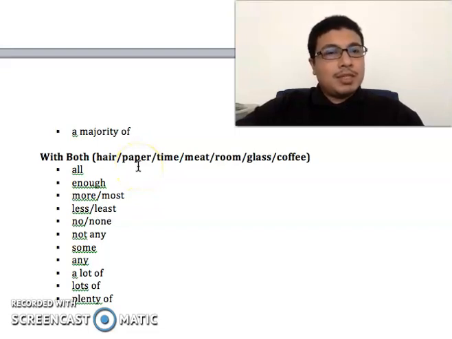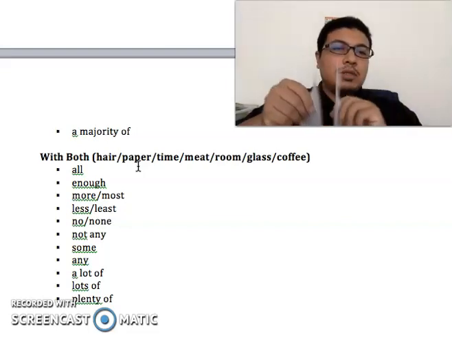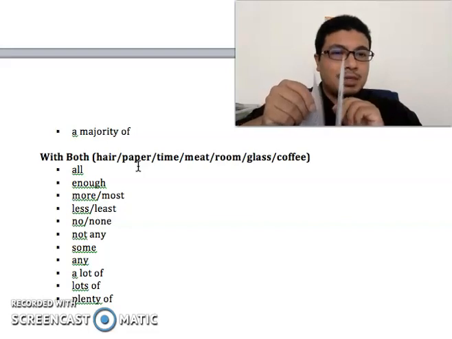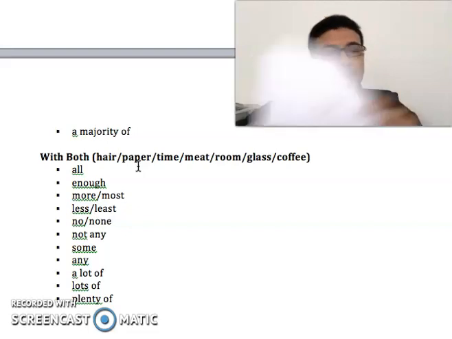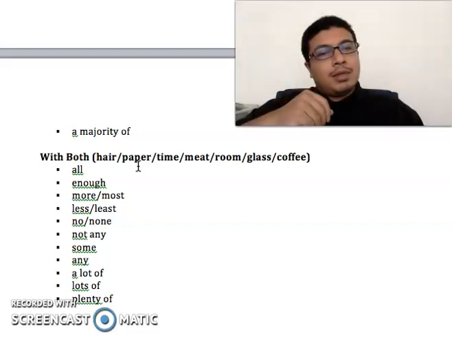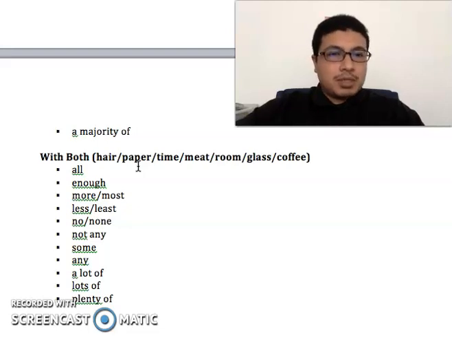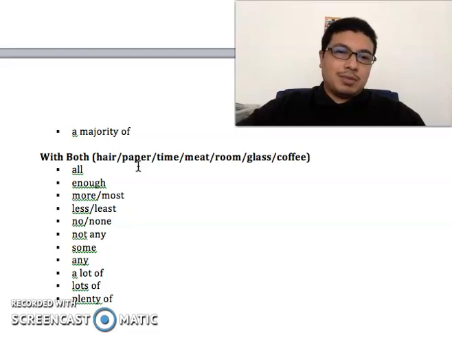Paper. Can you give me some paper? Paper in general is uncountable. But if you say, I can see two pieces of paper on the table, so that one you can count. It is countable because one and two, so two pieces of paper. But can you give me some papers because I need to print something? So some papers means it is uncountable, so it can be any amount of paper.